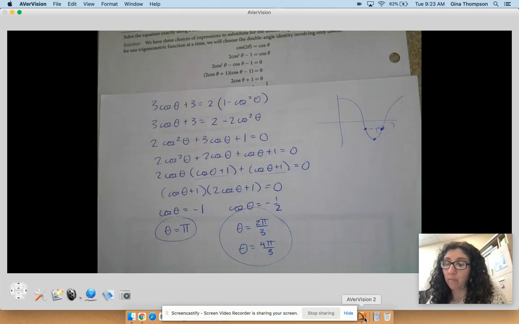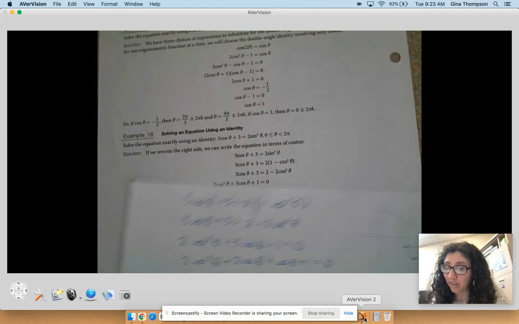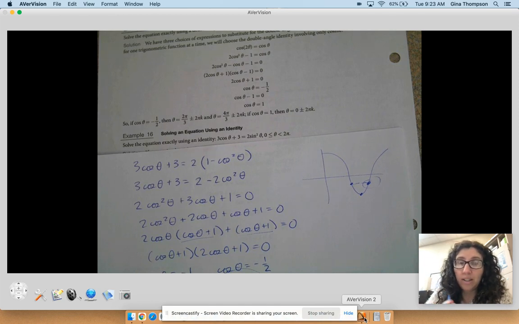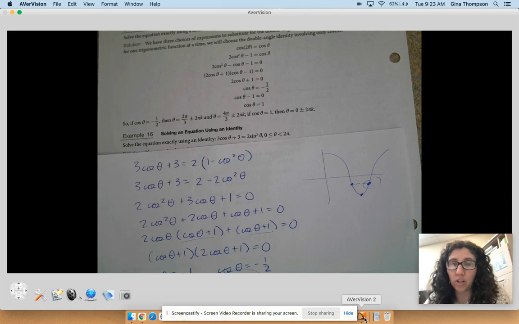All right, so using identities, not so different, right? The main thing we're going to use them for is going from an equation with sines and cosines to using an identity to have just sines or just cosines in a problem.